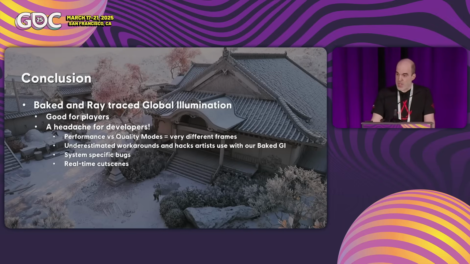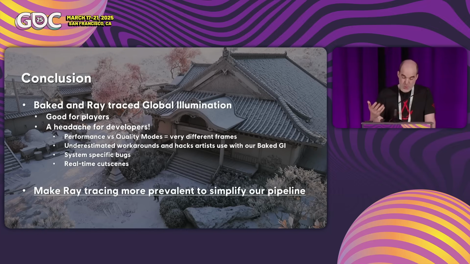Baked GI and Retrous GI is hard. It's really hard. It's good for players, but it's really difficult for developers. And so we really want to make ray tracing more prevalent to simplify our life on our pipelines. But we think giving trust to players is always good.